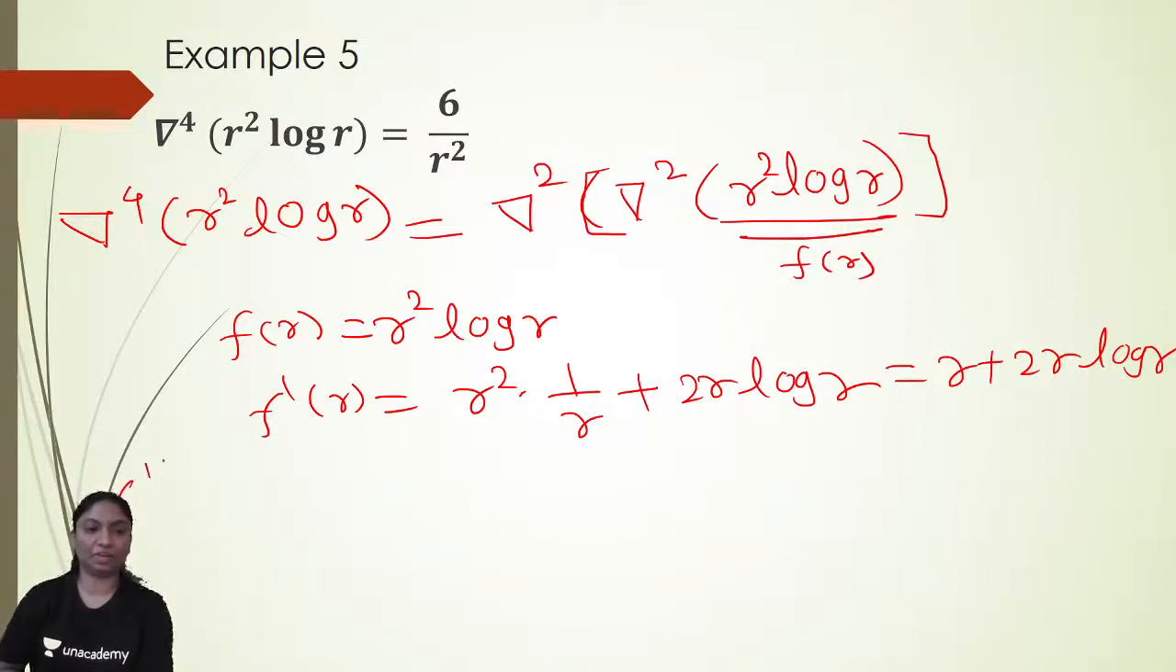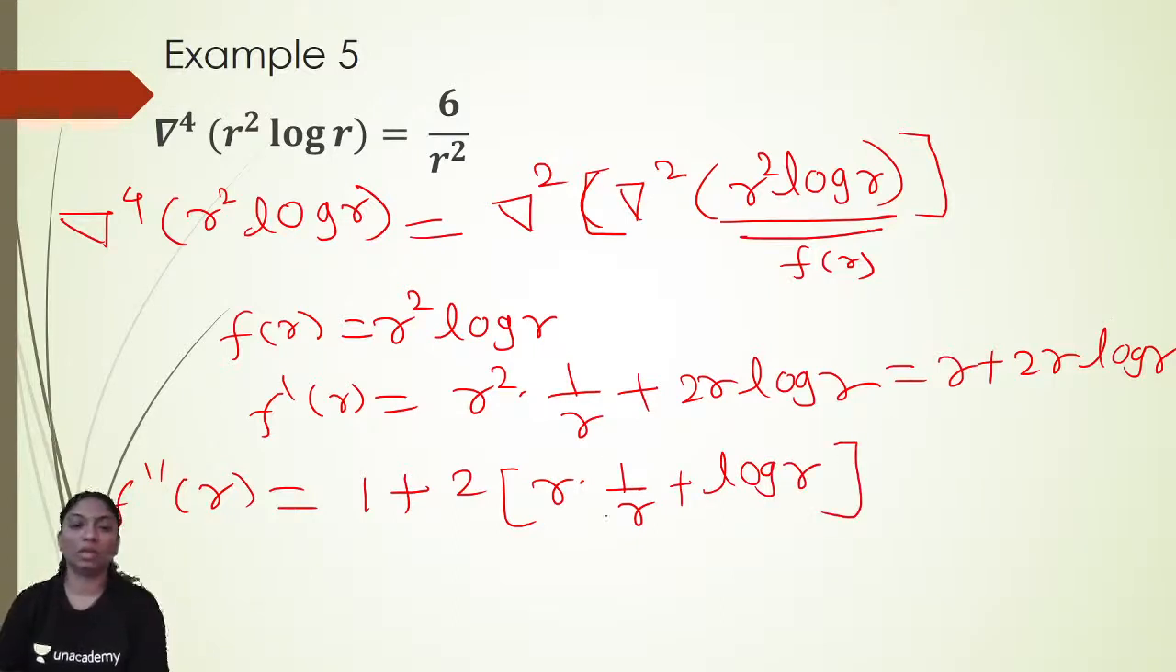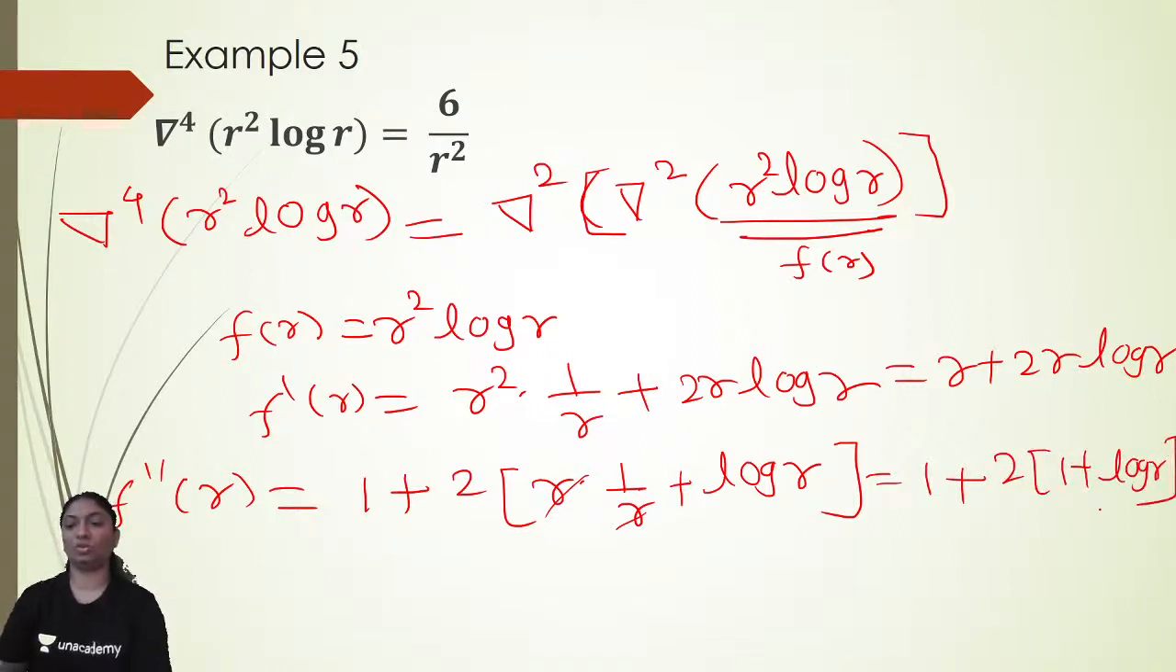अभी f double dash of r, r का यहाँ पे बन गया 1 और 2 into bracket r into log r, first into derivative of second plus second into derivative of first. Okay, ये कट हो गया तो आपको मिल गया 1 plus 2 into bracket 1 plus log r. अभी जो जो चाहिए वो तो मटेरियल हमने यहाँ पे इकट्ठा कर लिया. सो एफ डबल डैश ऑफ r इज इक्वल टू 1 plus 2 into r plus 2 into 1 plus log r. ये बन गया आपका एफ डबल डैश ऑफ r.